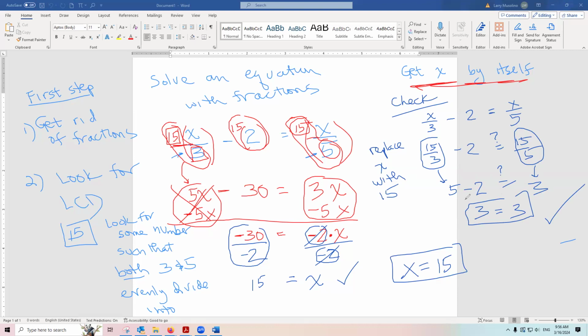Okay, folks, hope this is helpful as you are working in ALEKS, and please try to practice some of these examples with fractions. Fractions are very important in our course. We're going to be using them throughout the course.